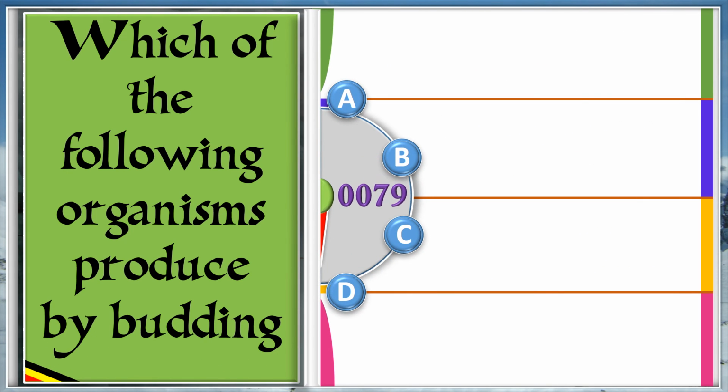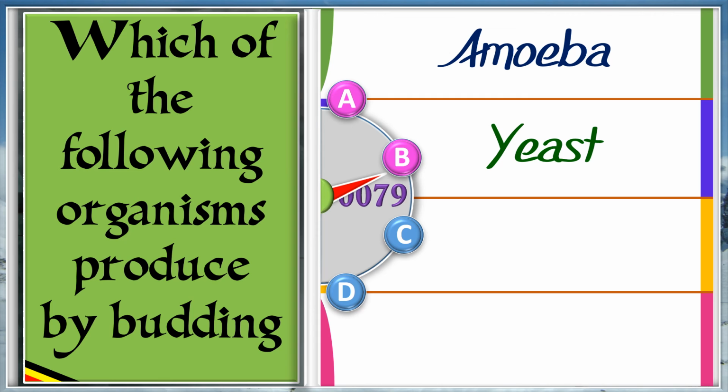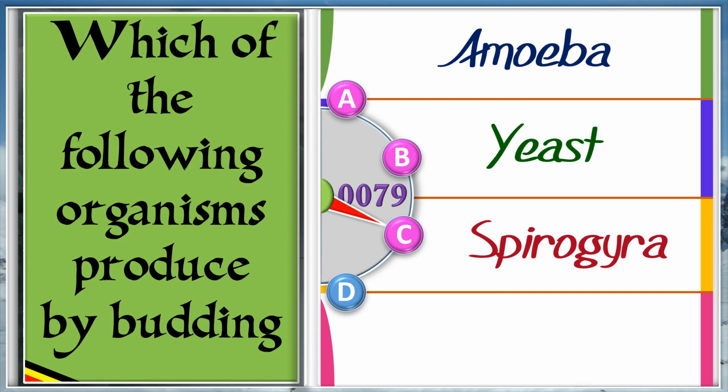Which of the following organisms reproduce by budding? A. Amoeba. B. Yeast. C. Spirogyra. D. Mucor. And the answer is B. Yeast.